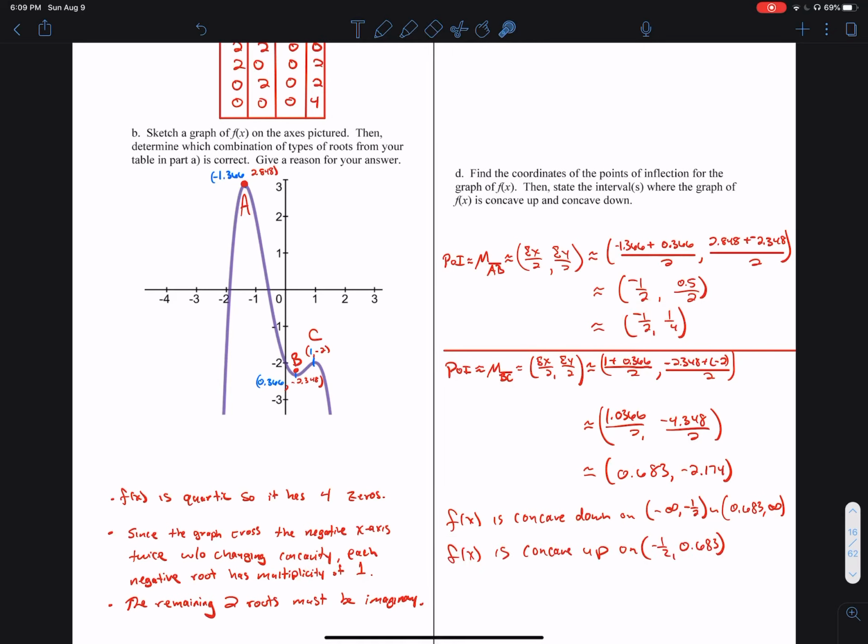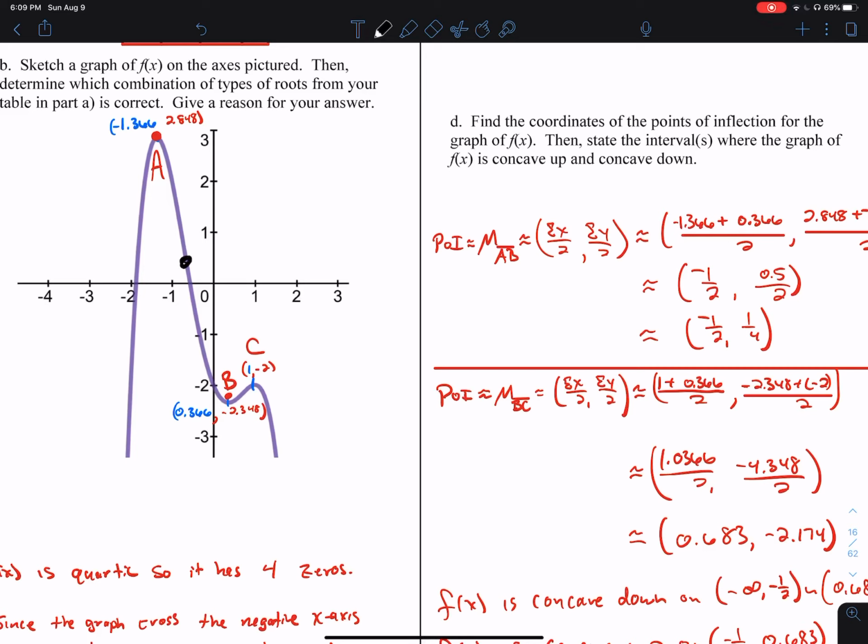It would help you answer these questions if there was space on your graph to actually write down the coordinates, and I'm going to do that. This was negative 1/2, 1/4, and this little fellow here was 0.683, negative 2.174.